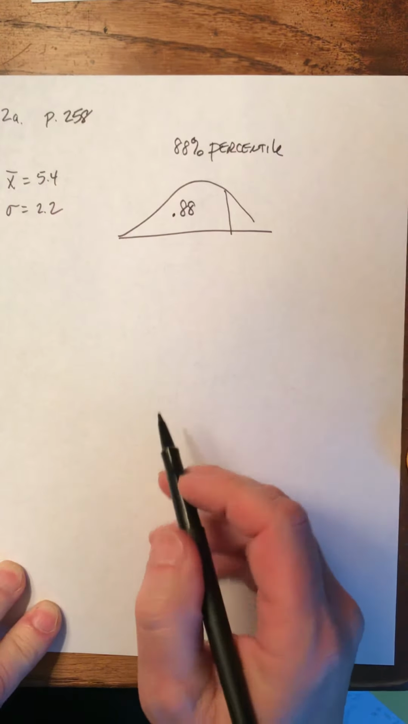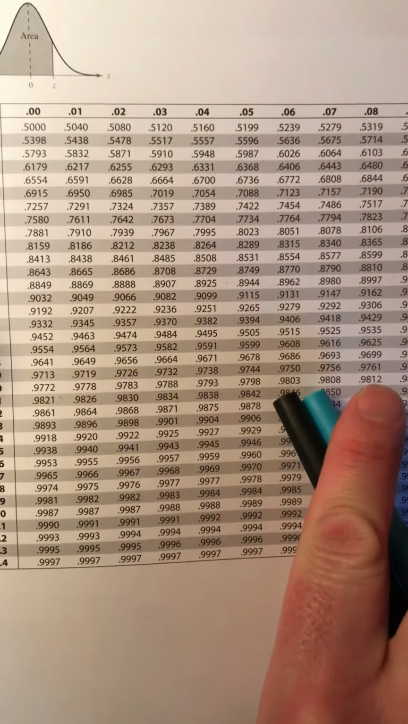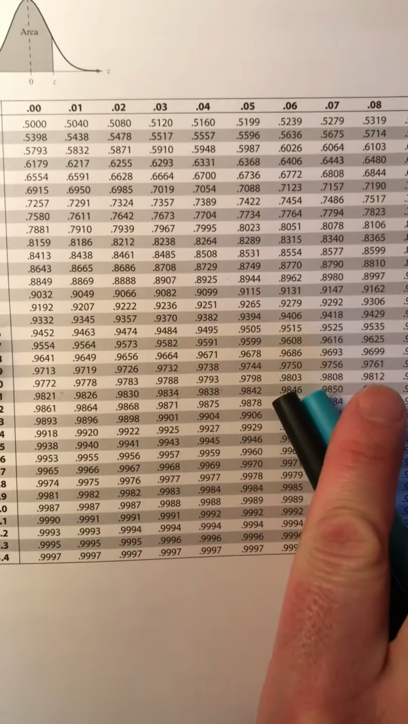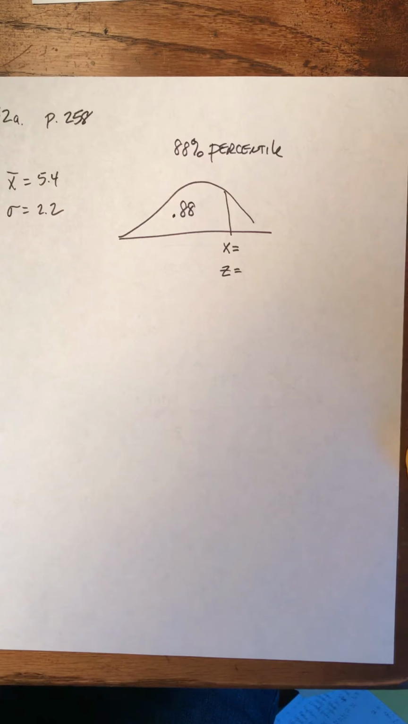So what we'll do is we'll look in our table. In the body of the table now, which is in here, we're going to look for the number that comes closest to 0.88 and look to the left and up to see what number corresponds to 0.88. I'll find it and you find it together.